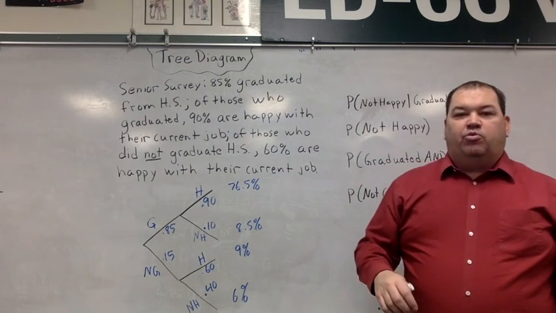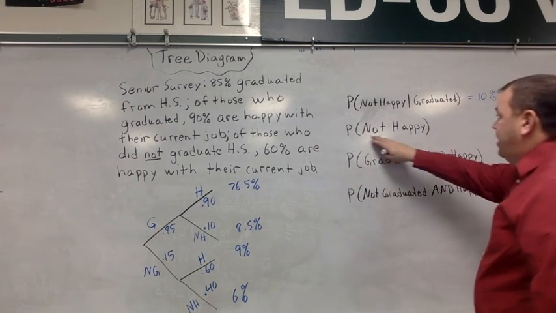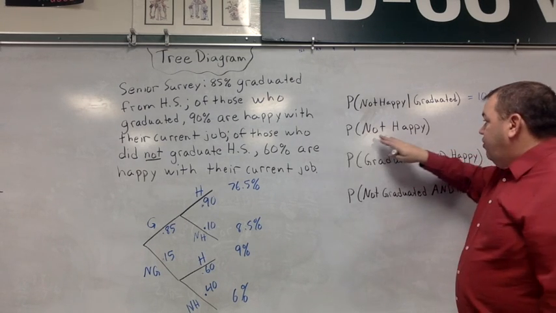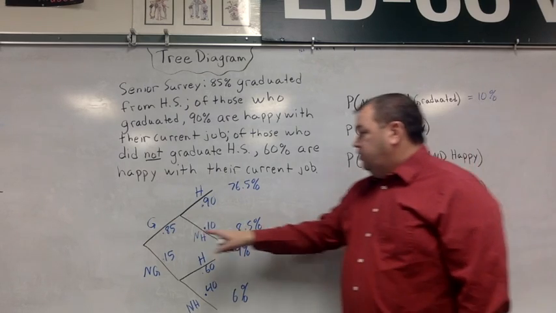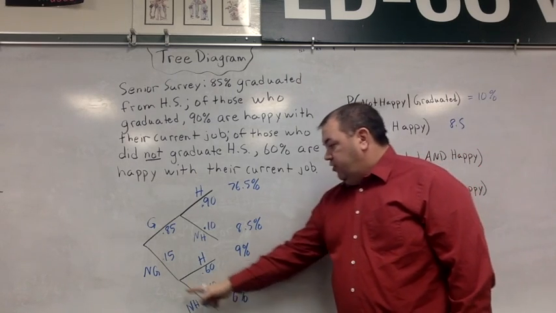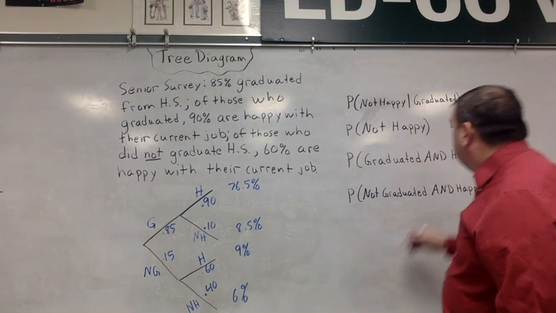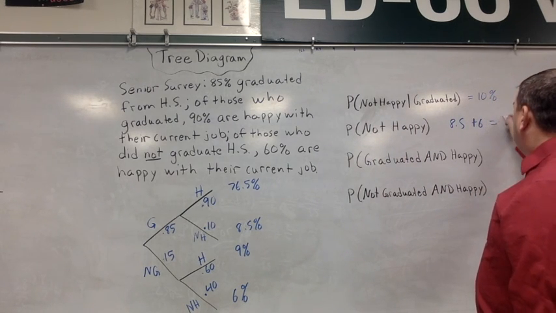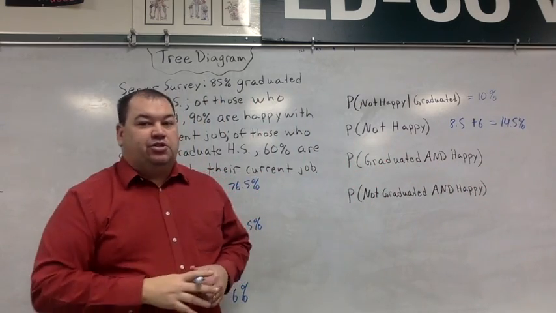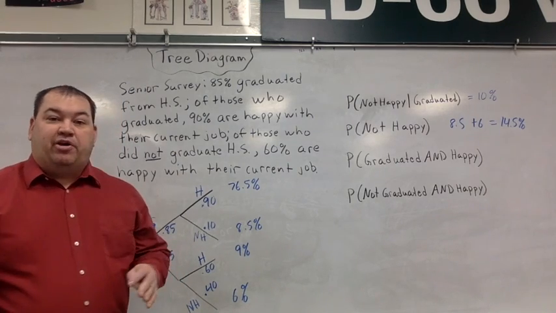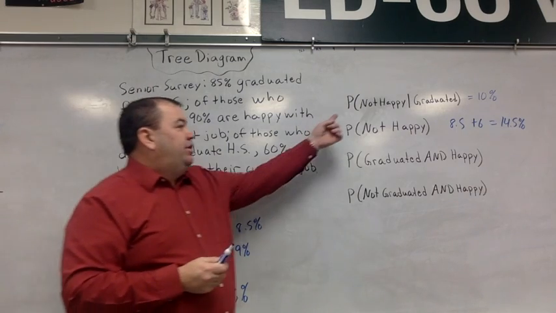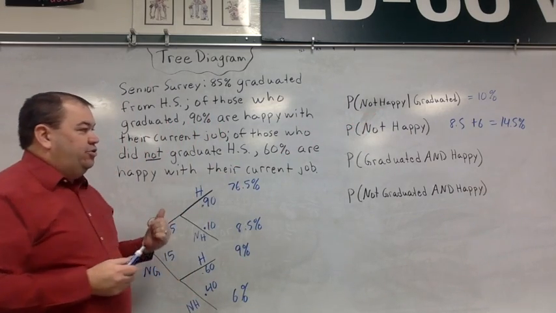So we really have to figure out what kind of question they're asking. This is not a conditional probability. They're saying, what's the probability that I pick somebody and they're not happy? So I have to include the graduates and the non-graduates. About 14.5% of the whole population is not happy with their job. Doesn't matter if they graduated or not graduated. It is not a conditional probability, unlike this first one that only was focusing on graduates.